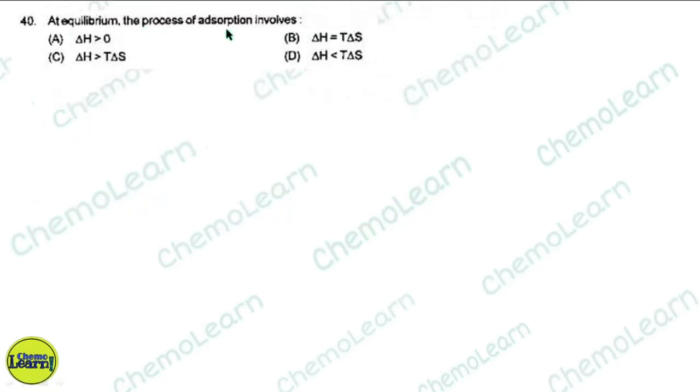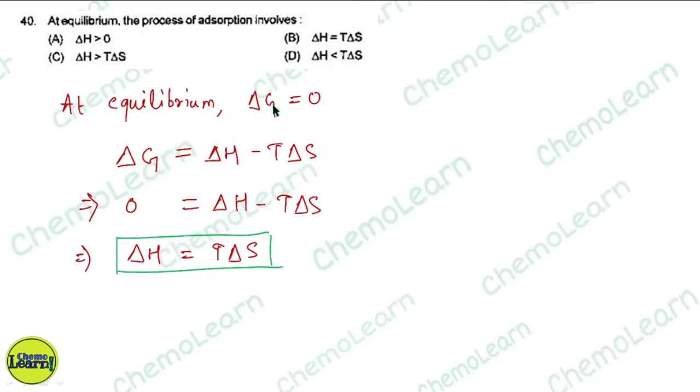At equilibrium, the process of adsorption involves: delta H is greater than 0, delta H equals T delta S, delta H is greater than T delta S, or delta H is less than T delta S. You know, for an equilibrium process, delta G, the change in Gibbs free energy, is equal to 0. So delta G equals delta H minus T delta S, from thermodynamics. For delta G equal to 0, delta H minus T delta S equals 0. So delta H equals T delta S. Option B is the right answer.